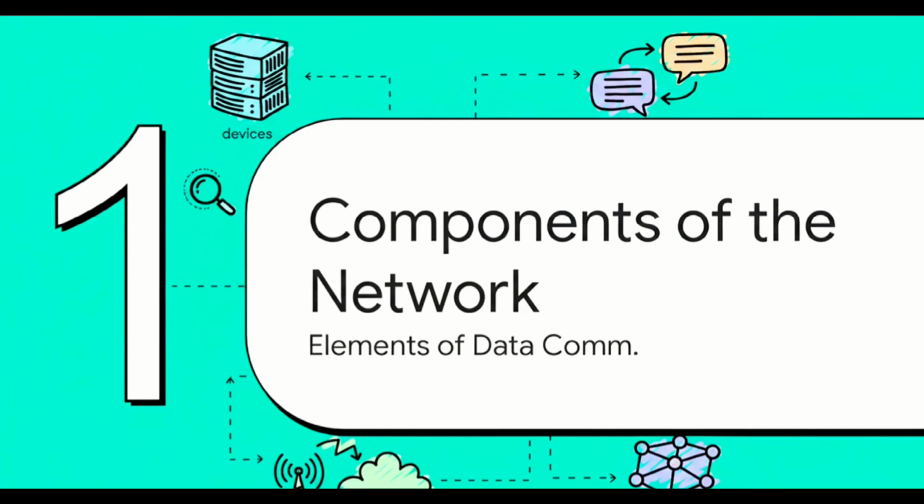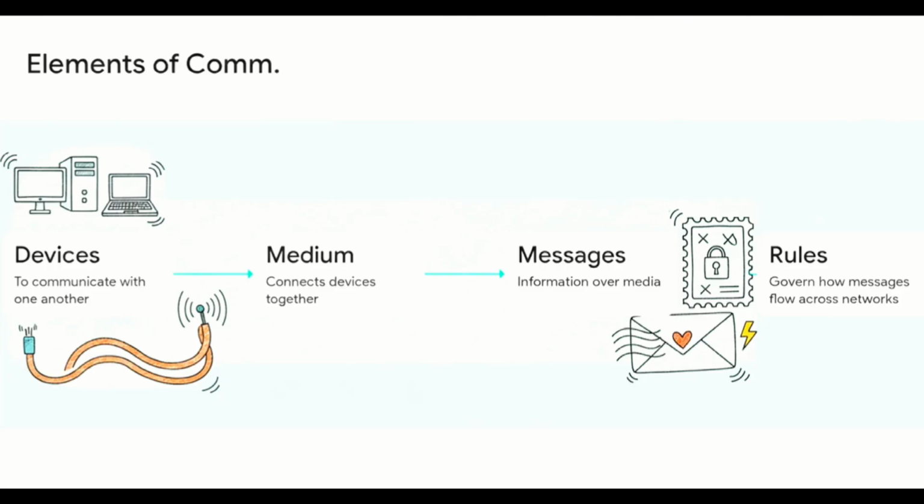Okay, so first things first. Before we can even begin to understand the massive planet-spanning internet, we have to start with the absolute fundamentals. And it turns out that every single network, I don't care how big or small, is built from the same four essential ingredients. The easiest way to think about this is like sending a good old-fashioned letter. First, you need a sender and a receiver. In the digital world, those are the devices like your laptop and a web server.